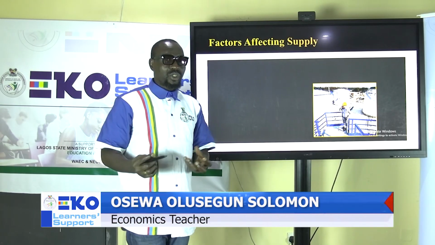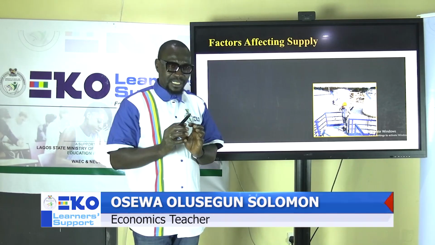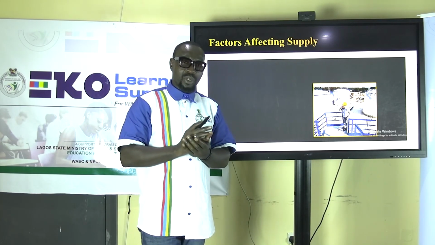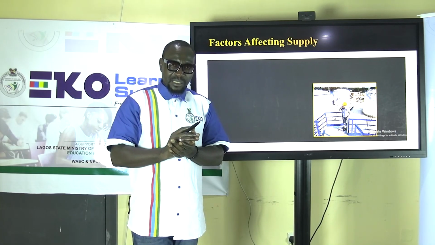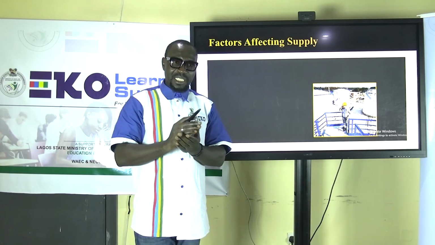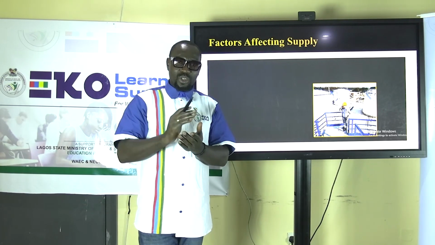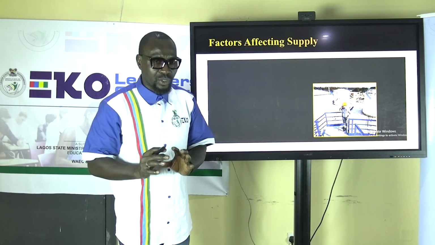Now, the factors that affect supply. What are those things that will make supply possible or not? The supply of a particular commodity available for offer for sale in the market is made possible or not based on the interference of certain factors.